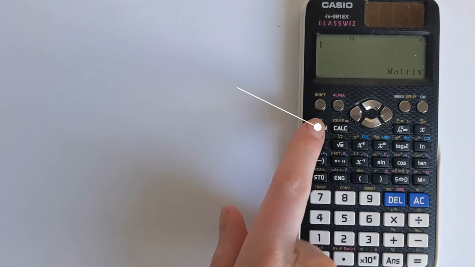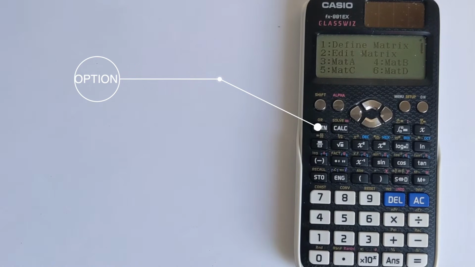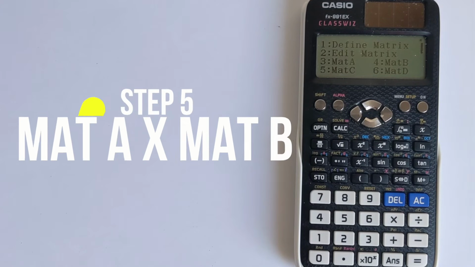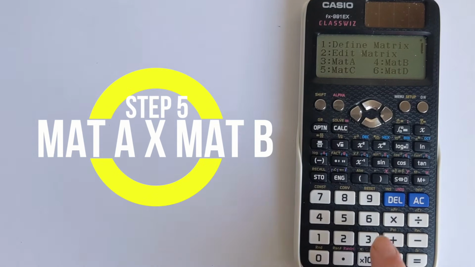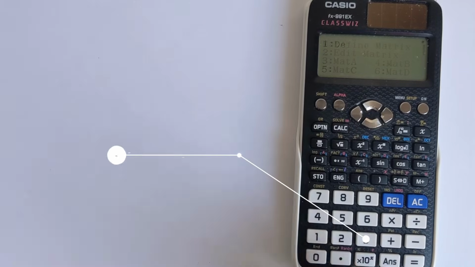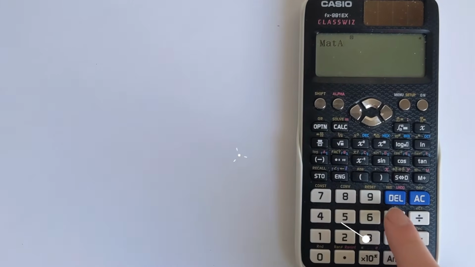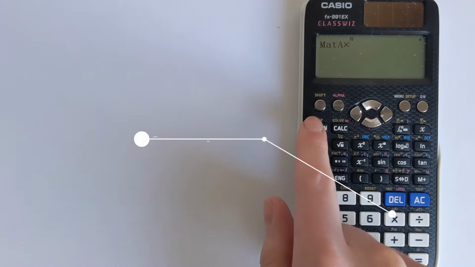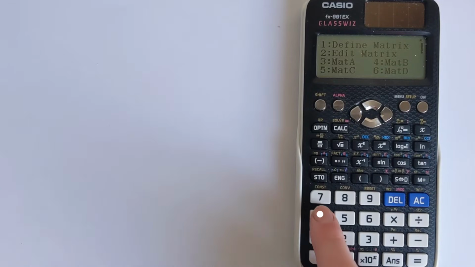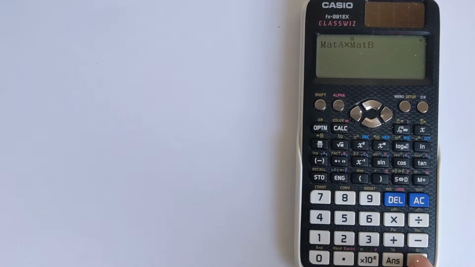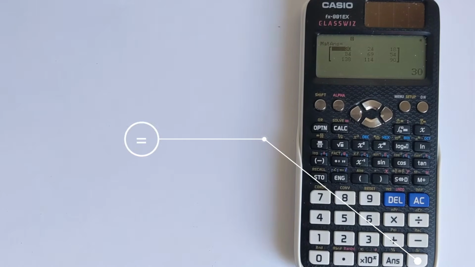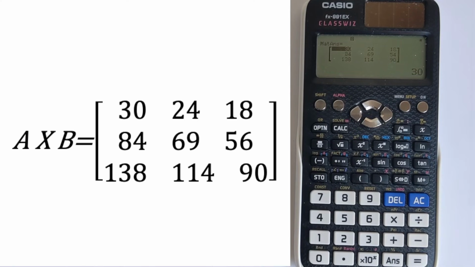Then we go back into the option menu, and it will let us recall from the memory the two matrices we've defined. We want to do matrix A multiplied by matrix B. So we'll just select option 3. That brings up matrix A. Then press multiply. Then go back to option. Do 4 for matrix B. Press equals. And the two matrices have been multiplied together, and we get our answer.